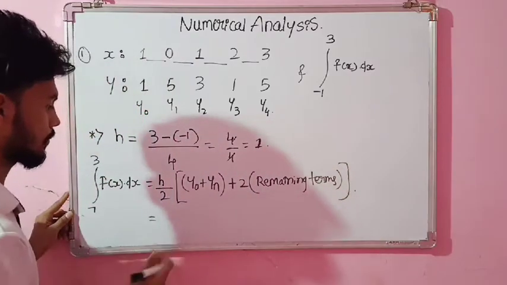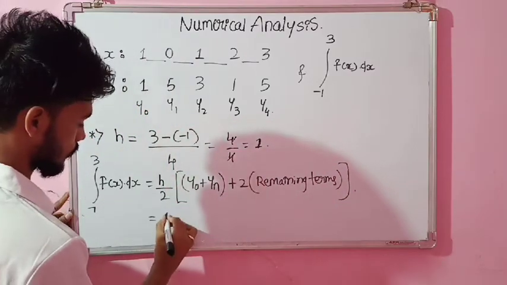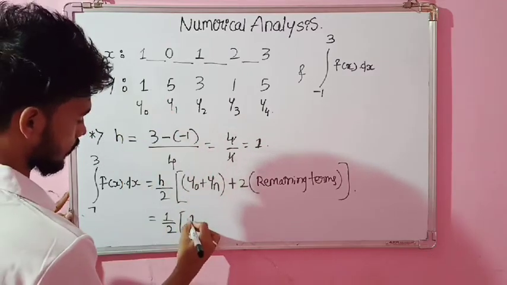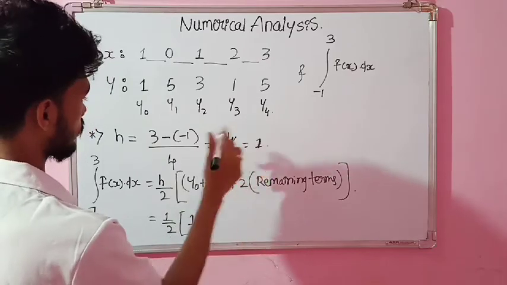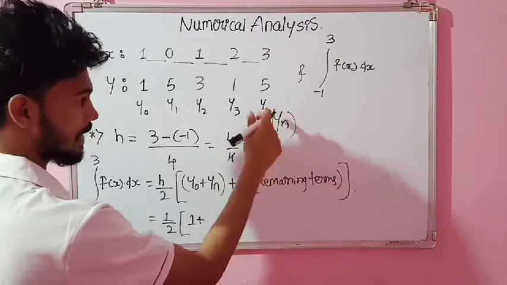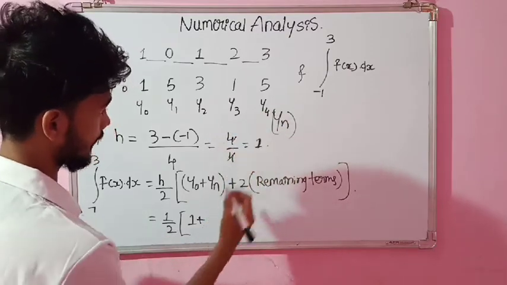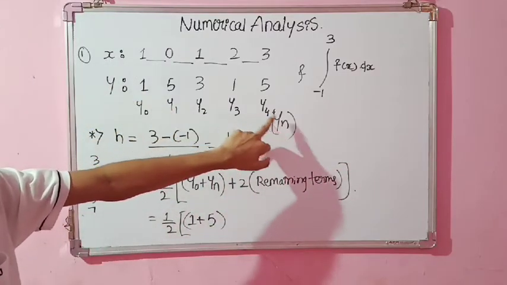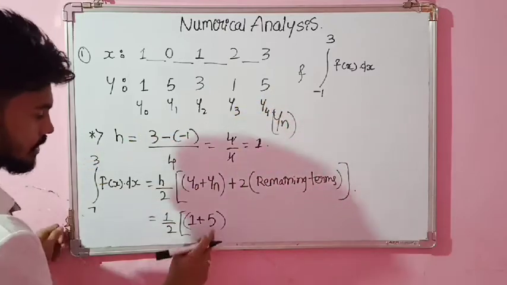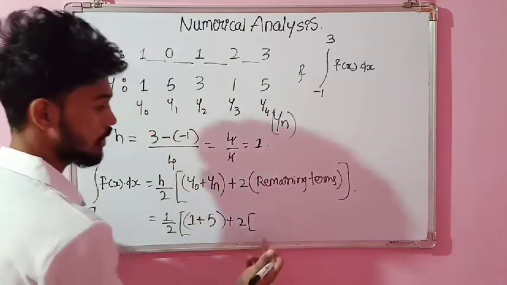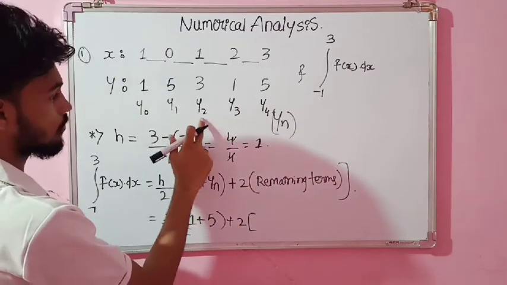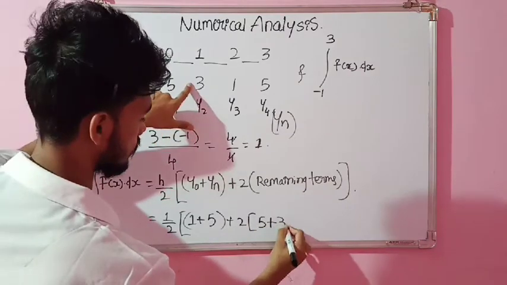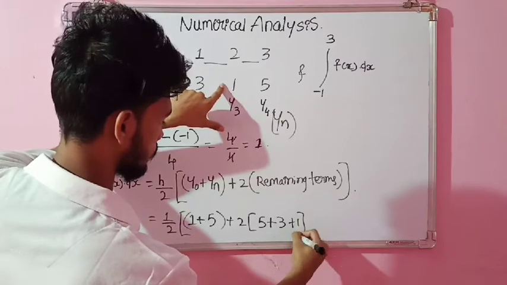According to the formula, the value of h is 1, so 1 by 2. The y0 value is 1. Next the yn value, which is the last term, is y4, and its value is 5. So just substitute it, plus 2 times the remaining terms. The remaining terms are y1, y2 and y3. The y1 value is 5, plus y2 value is 3, next y3 value is 1.